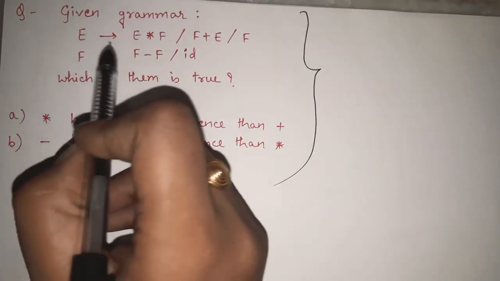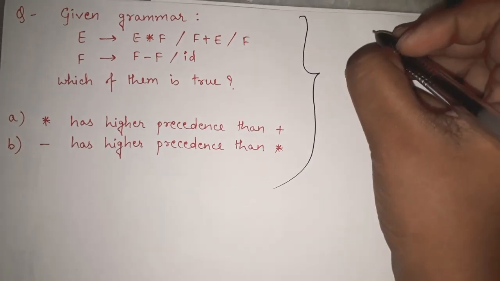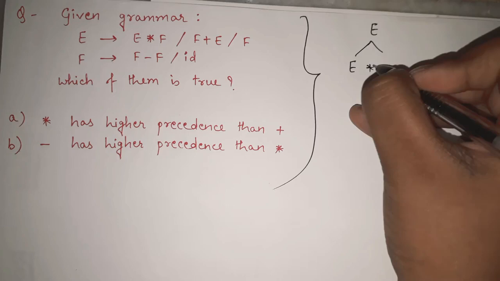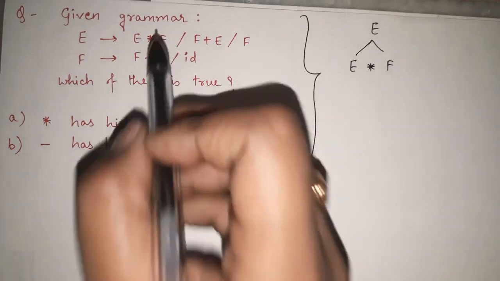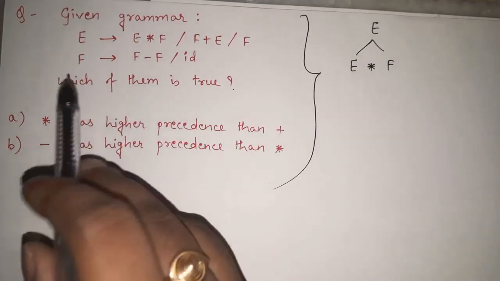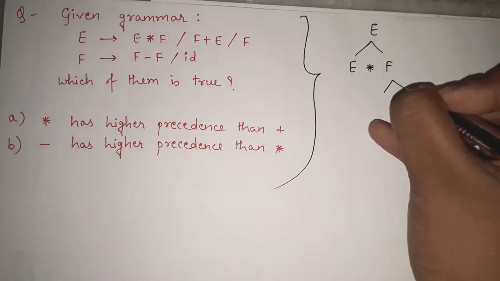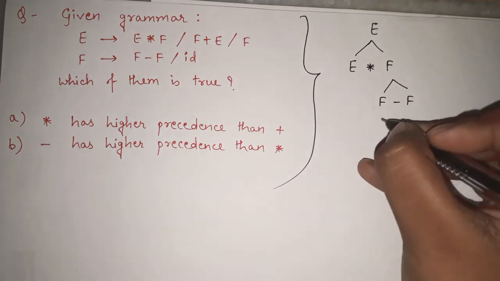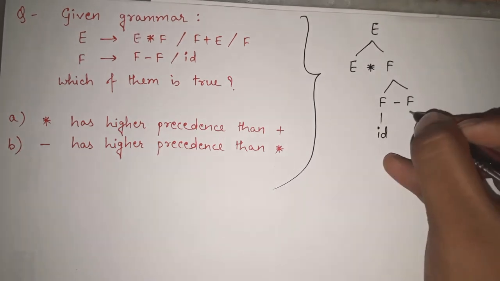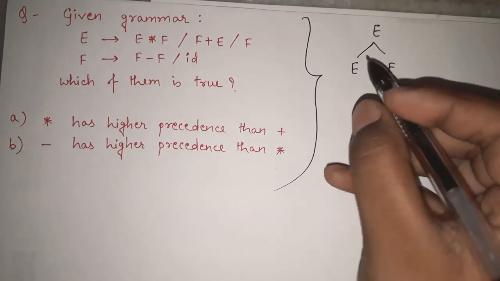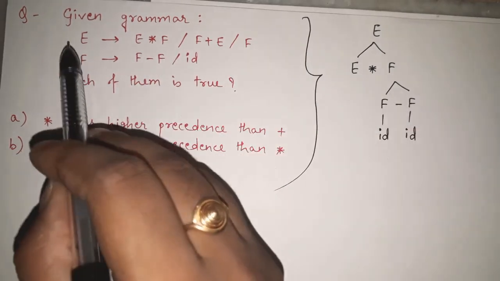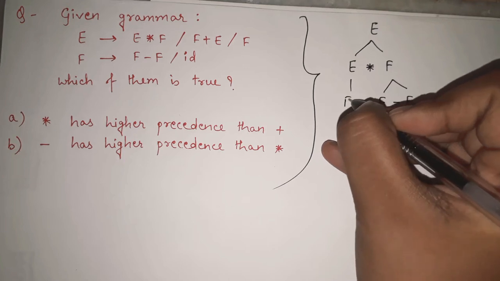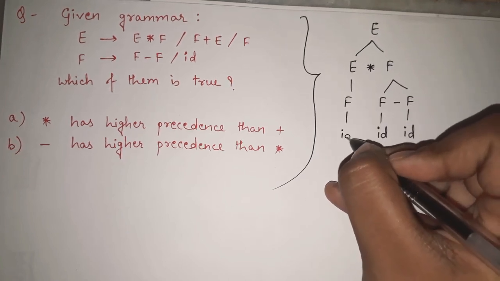Here the grammar is E gives E star F. Currently I'm taking the first production. Now again, F gives what? F gives F minus F. Then F gives ID. Now, does E directly give ID? No. But E can give F, and F gives ID. So E gives F, F gives ID.